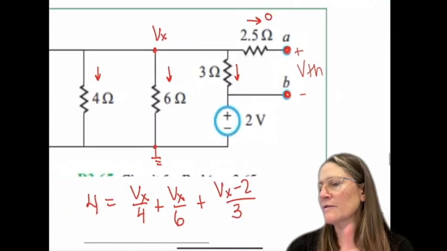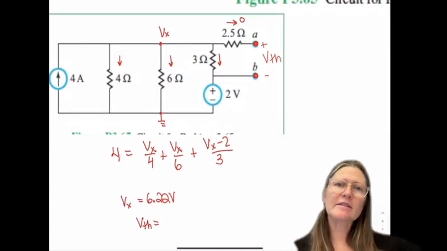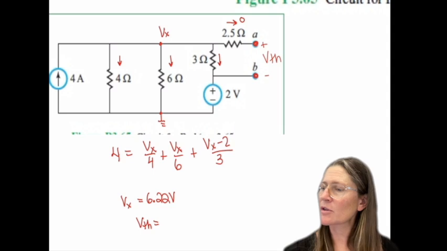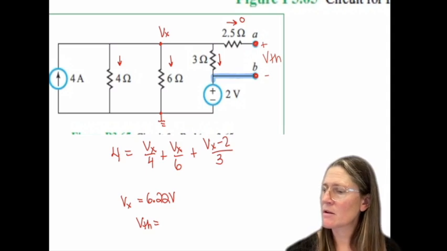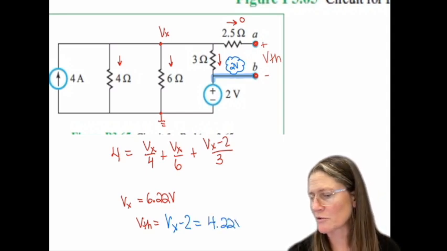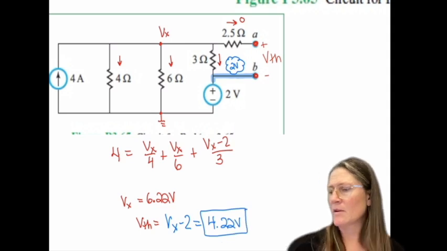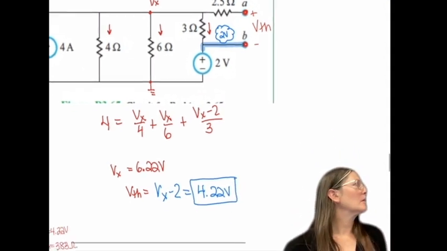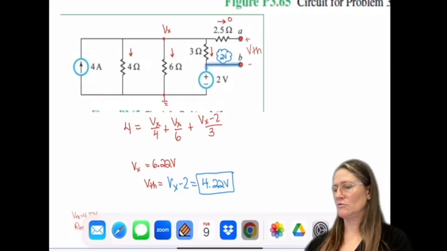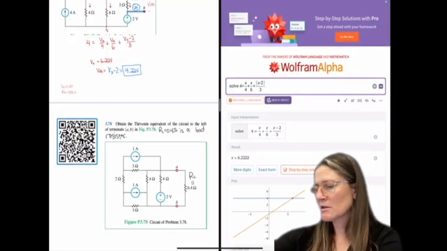So knowing that Vx is 6.22 volts, VTH is Vx minus, note that this node is 2 volts here. So VTH is Vx minus 2. So that gives me the 4.22 volts. Okay. Questions on that? Copy this over quickly.